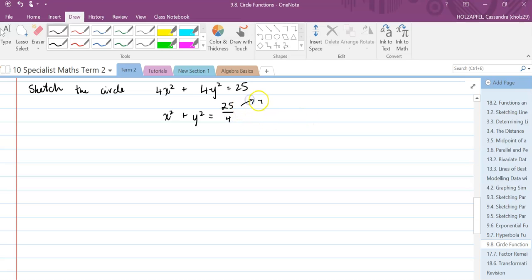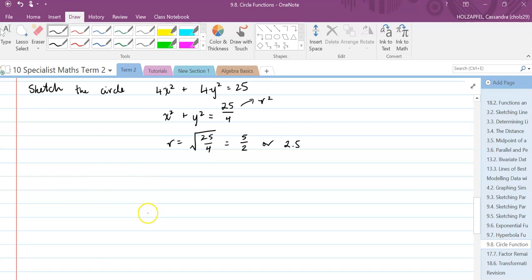Now, remember, this is equal to the radius squared. So the value of the radius is going to be equal to the square root of 25 over 4, which is 5 over 2, or 2.5. So the length of our radius is 2.5. As before, the center of this circle is going to be at the origin, and we should have edges at 2.5, 0, negative 2.5, 0, one at 0, 2.5, and one at 0, negative 2.5.